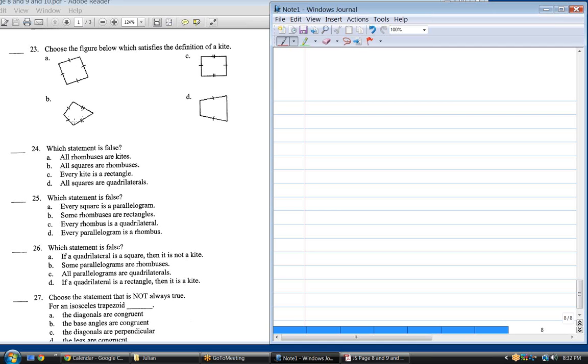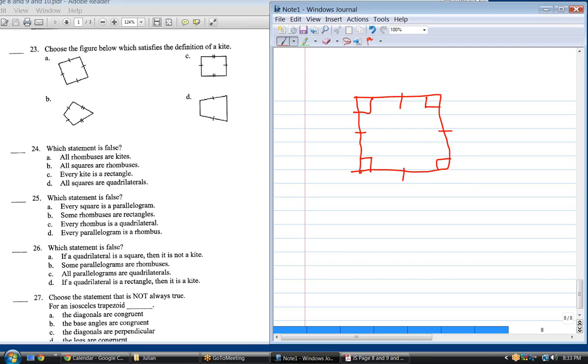Okay. 25. Which statement is false? Every square is a parallelogram. No, that's true. Some rhombuses are rectangles. That's true. Sure, I can draw a rhombus that is a square. Notice that for a rhombus to be a rectangle, it has to be a square. But that's okay. A rectangle, it's still a rectangle.